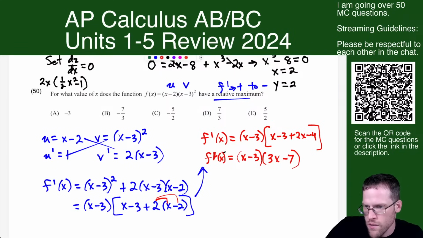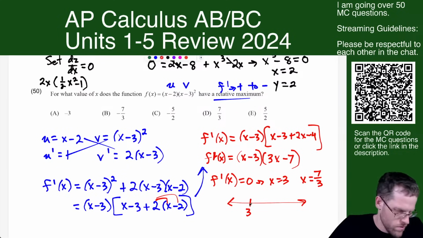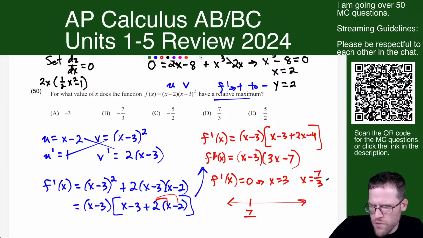Okay. So now we have roots. f prime of x equals 0 means x equals 3, and x equals 7 over 3. So this is like 2 and change. So 7 over 3 is less than 3. 7 over 3, I'm sorry. Yeah, I'm really fried. We're almost done though.